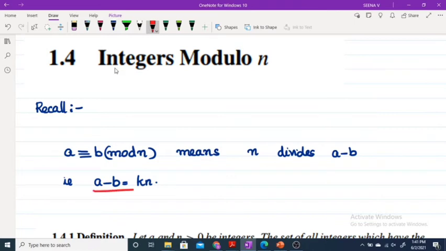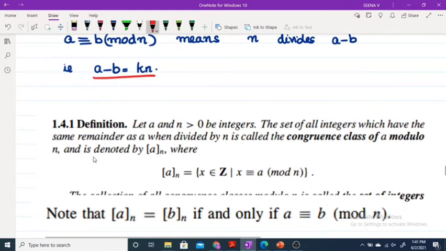So a congruent to b mod n means n divides a minus b or b minus a. That means a minus b is a multiple of n. That means a minus b equal to kn. Clear? Hope this definition is clear. a is congruent to b mod n means a minus b is a multiple of n or n divides a minus b or b minus a. Okay. Now we are going to define congruence class of modulo n. Okay.